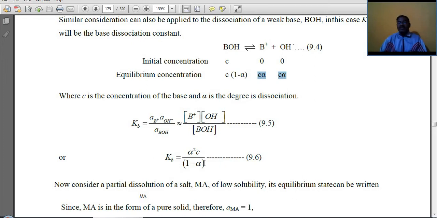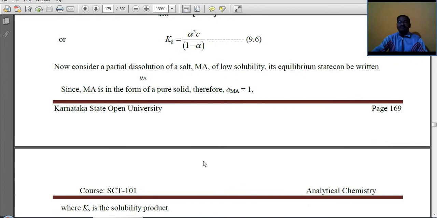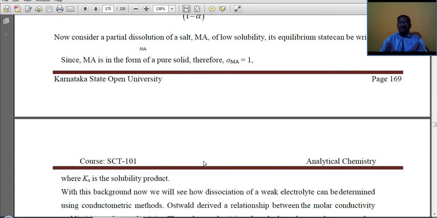Now we consider the dissociation constant of a salt MA that has low solubility, and its equilibrium state can be written as MA gives M plus and A minus. Here MA is in the form of a pure solid, that's why alpha MA is equal to 1.